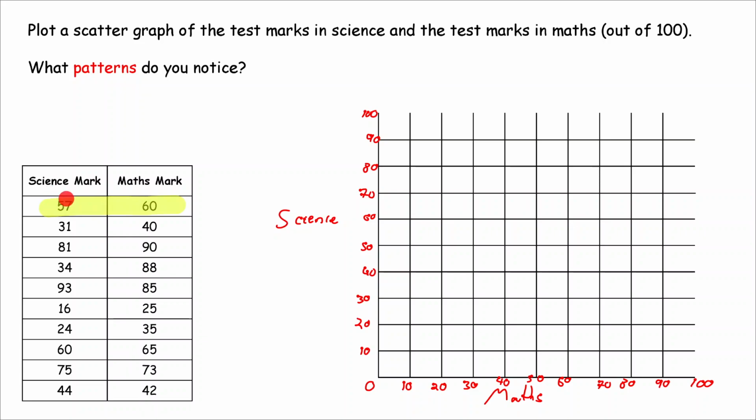It's saying when one person gets a science mark of 57, in maths they get a mark of 60. So we can go and plot that onto our grid. I'll try and do this as neatly and as quickly as possible. So science, they're going to be getting 57.